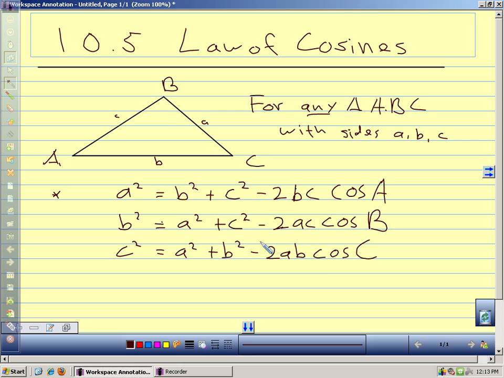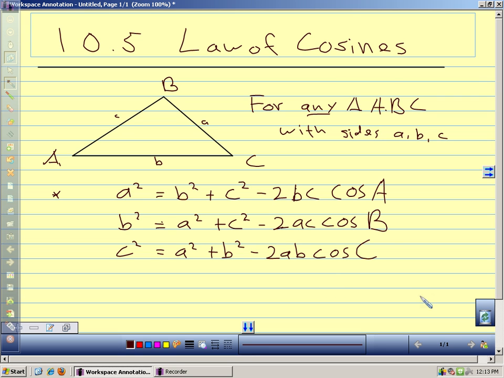Now, a couple of things about the way they look. I have side a squared here, and I have angle A on the other side. The law of cosines always works that way: side a here, angle A on the other side. The other side also only has the other two sides, b and c, and b and c. Same thing with my other equations.